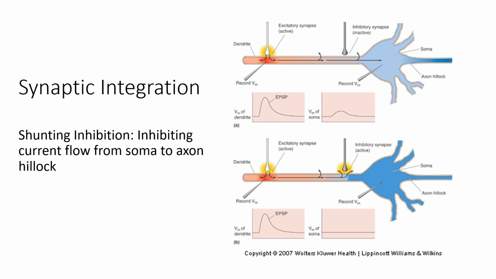So now we've got all these signals coming in from all these different places. We're generating excitatory postsynaptic potentials. Well, what's happening with the inhibitory stuff? Well, it's going to work as what's called a shunt. So shunting inhibition. So here we get an EPSP coming in, right? So we have our excitatory synapse that's active. Sends that signal down here.